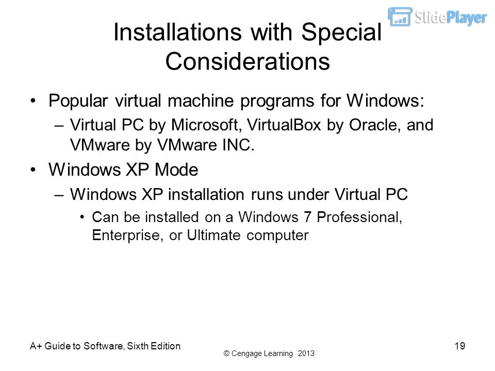Popular virtual machine programs for Windows are Virtual PC by Microsoft, VirtualBox by Oracle, and VMware by VMware Incorporated. Windows XP Mode: a Windows XP installation runs under Virtual PC. It can be installed on a Windows 7 Professional, Enterprise, or Ultimate computer. A+ Guide to Software, 6th edition.